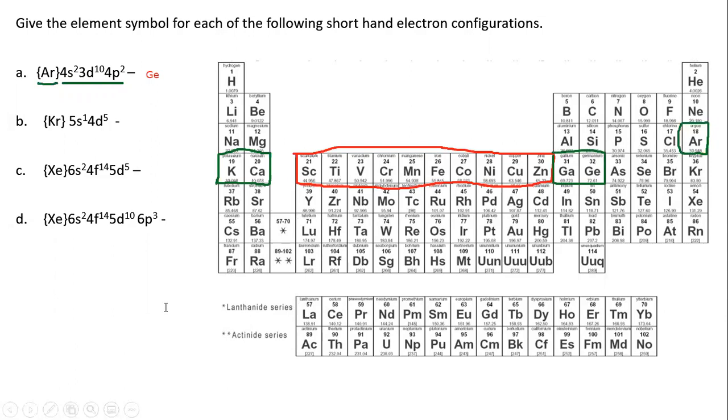Next we have krypton 5s1, 4d5. So again, krypton is located here on the periodic table.